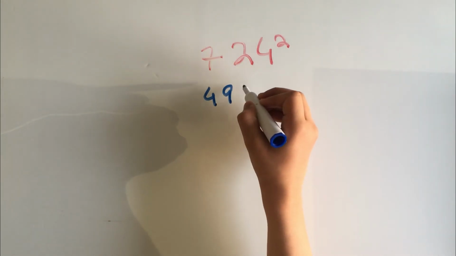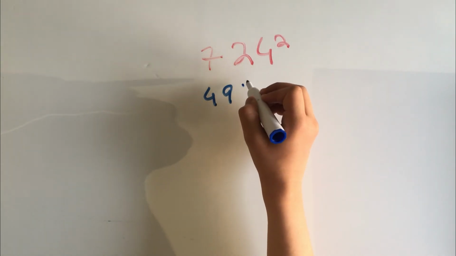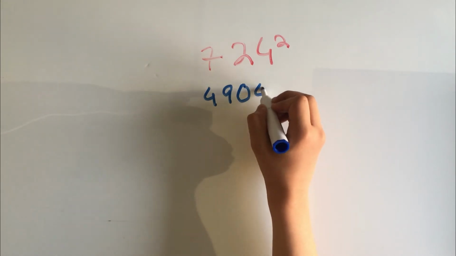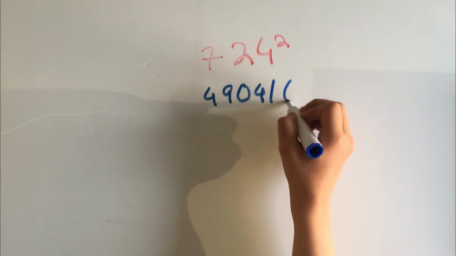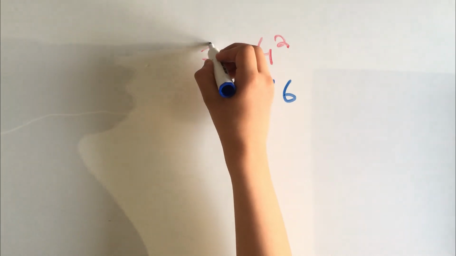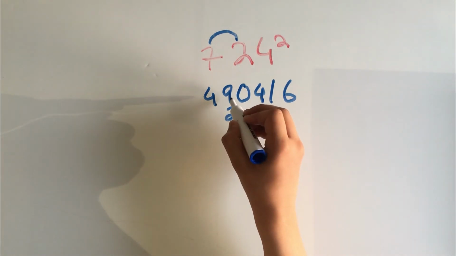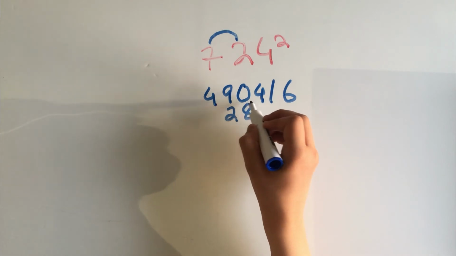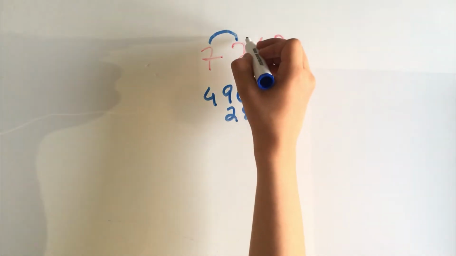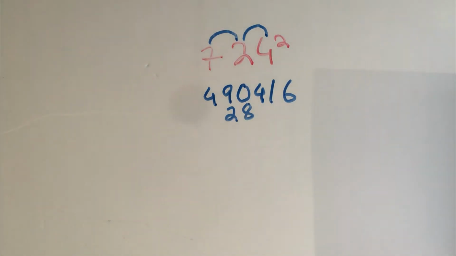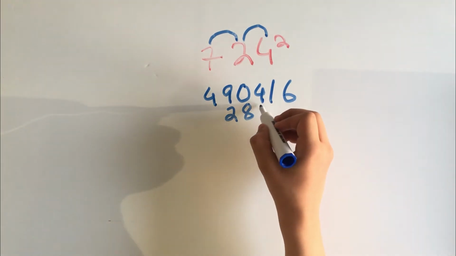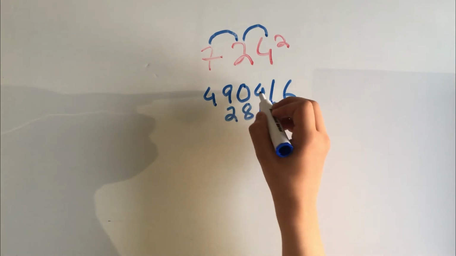2 squared would give us 4, but because 4 is a 1-digit number, we do 0, 4. 4 squared is 16. Then we have to multiply 7 and 2. 7 times 2 is 14, and then we double that, we get 28, and we have to do it in between the second and the third digit, so 28 over here. Then we do 2 multiplied by 4, which is 0, 8.